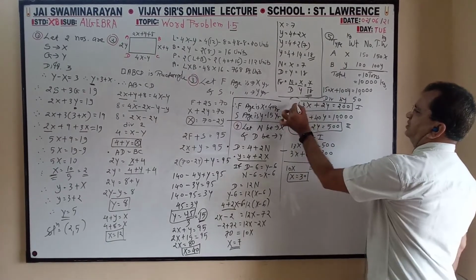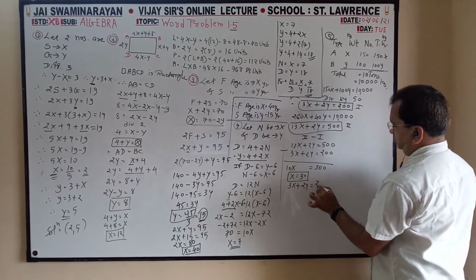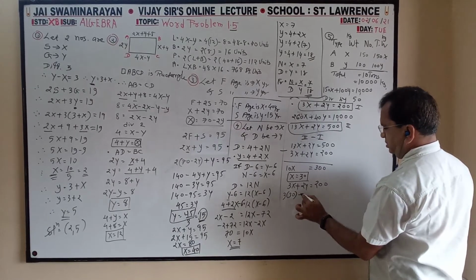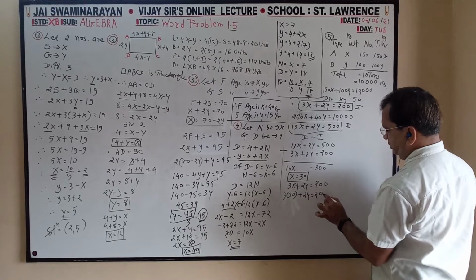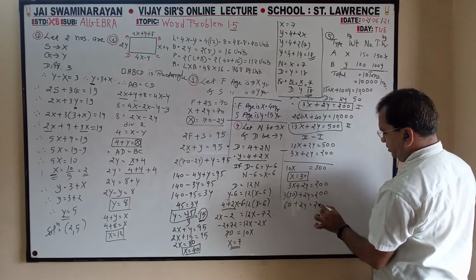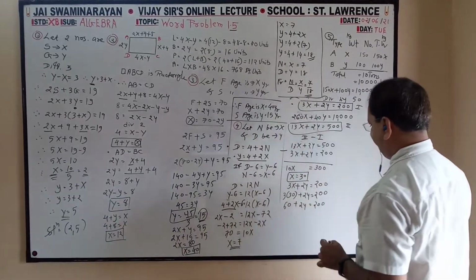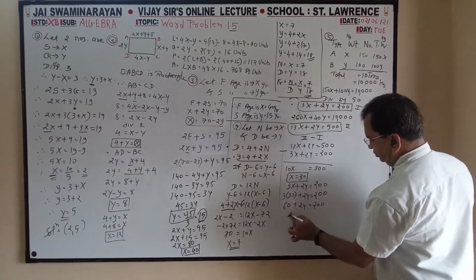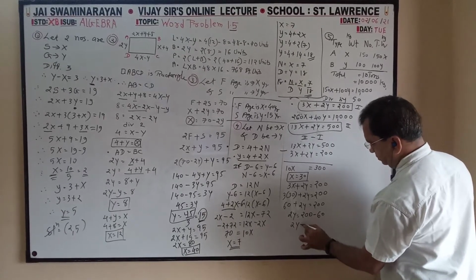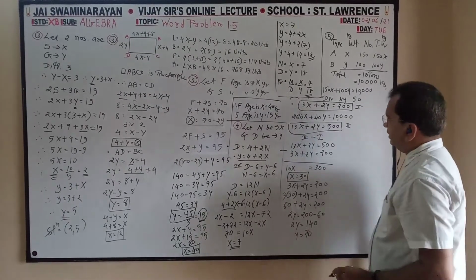Select the simple one, this. 3x plus 2y is equal to 200. 3 times 30 plus 2y, it is 200. 60 plus 2y, 200. So 60 comes to this side. So y is equal to 70.